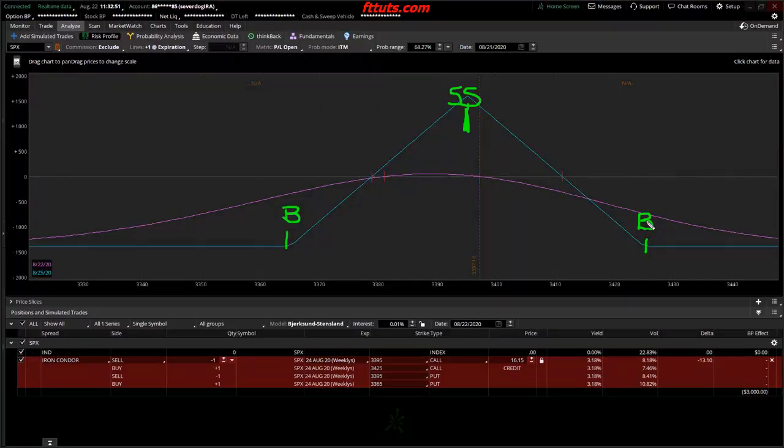It's a condor in the fact that we have calls and puts on either side of the trade. That makes it an iron condor. But the shape of this is really a butterfly, and this is why it's called an iron butterfly. Really, it's an iron condor with the narrowest possible width. In the next video, we'll discuss why that's important.